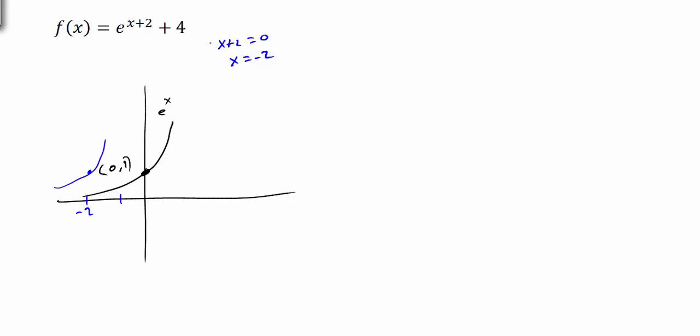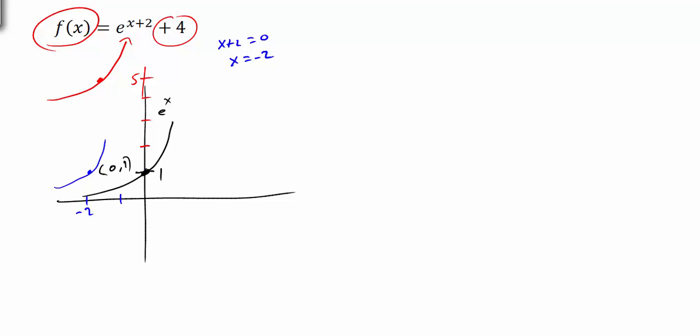But then we have the plus 4, that's going to move the graph up 4. Now keep in mind, this here is at 1. So if we move up 4 units, 1, 2, 3, 4, this is going to be at 5. And then our graph would go like this. So here we would have the function e to the x plus 2 and then plus 4, which is going to move it up 4 units.